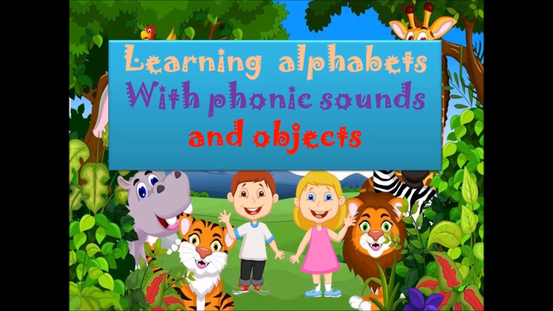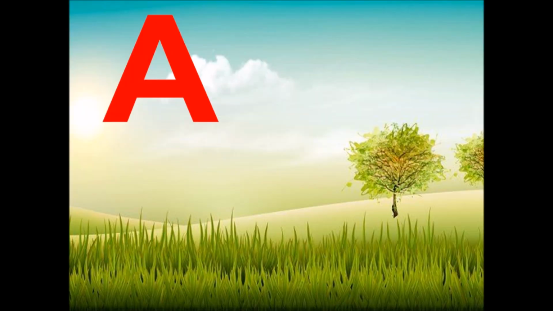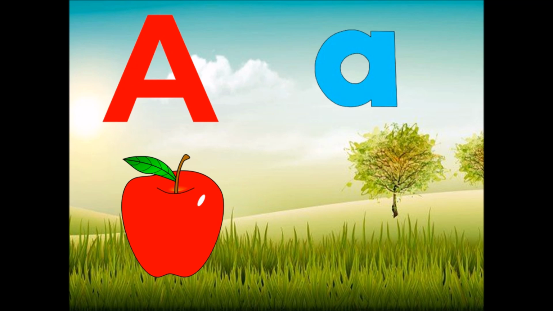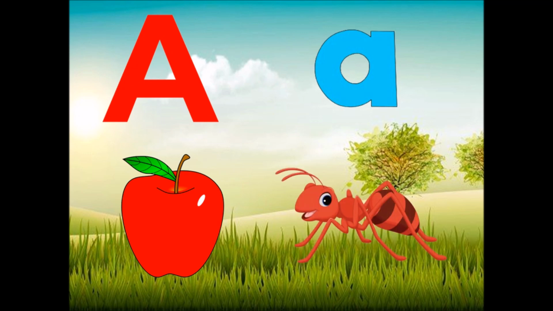Learning alphabets with phonic sounds and objects. This is the letter A. This is capital letter A. This is small letter A. A phonic sound is A. A for apple. A for ant.